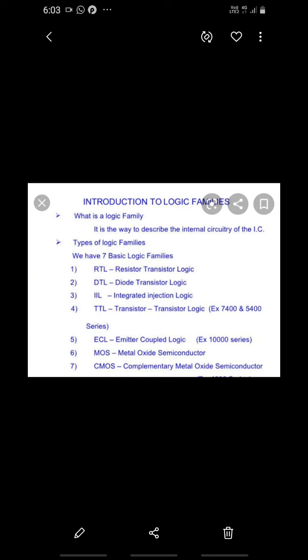Number 1, RTL means resistor transistor logic. Number 2, DTL, diode transistor logic. Number 3, IIL, integrated injection logic. Number 4, TTL, transistor transistor logic. And number 5, ECL, emitter coupled logic. Number 6, MOS, metal oxide semiconductor. 7th one, CMOS, complementary metal oxide semiconductor. So these are the different logic families.